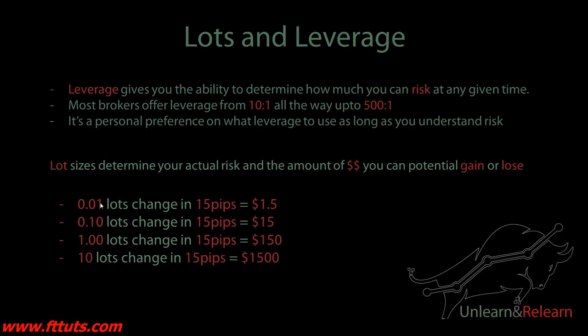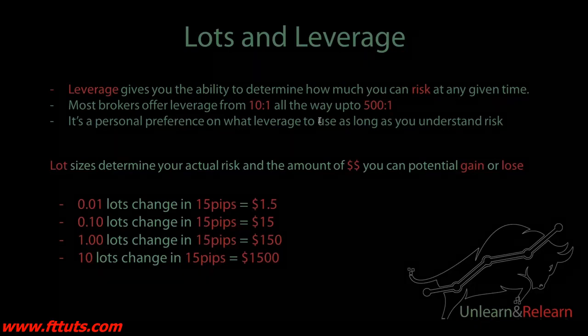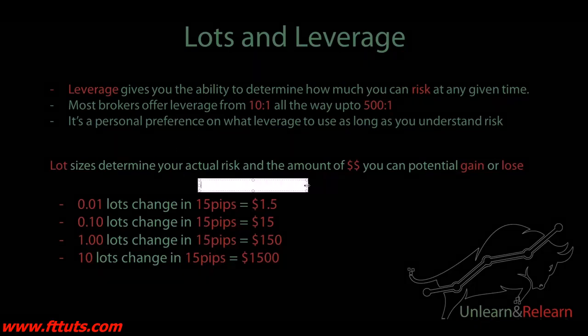So that's very important when you're talking about lot sizes. The lot sizes start from a minimum of 0.01 lot and go all the way up to 100 lots. So when you're starting from 0.01 lots, and let's say, for the sake of simplicity, price moves by 10 pips, right? If you have a 0.01 lot and price moves by 10 pips, this means you're making $1.